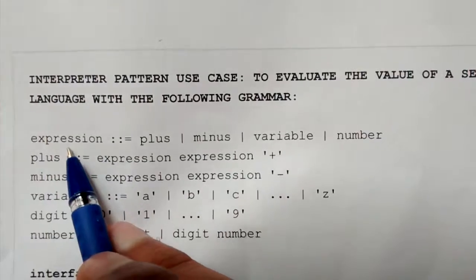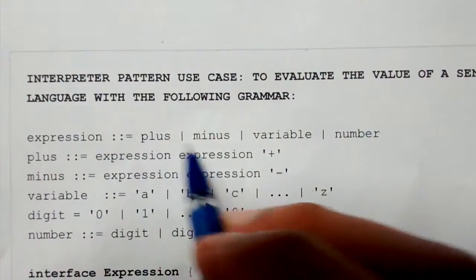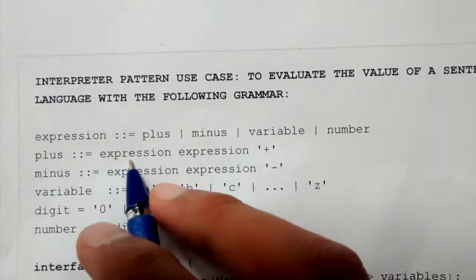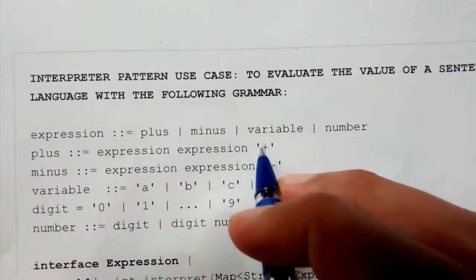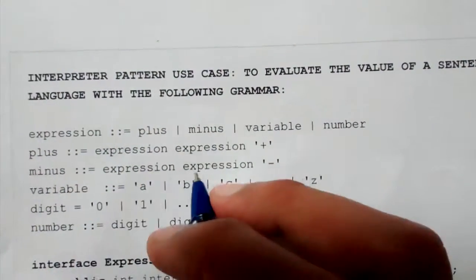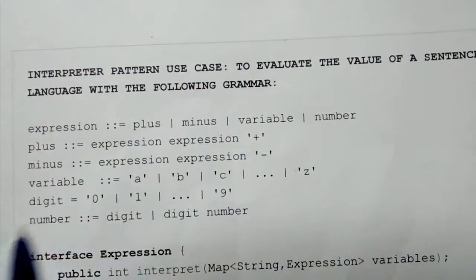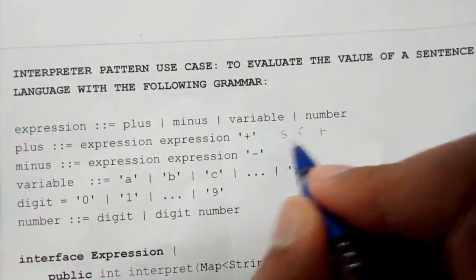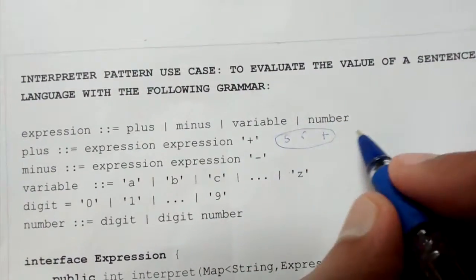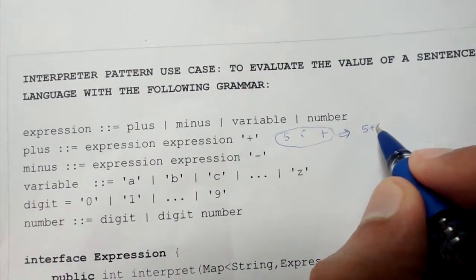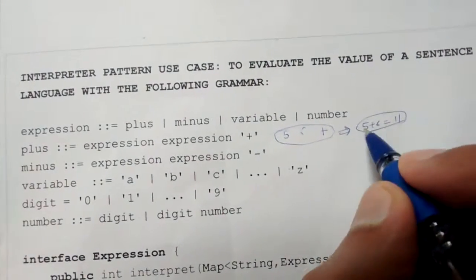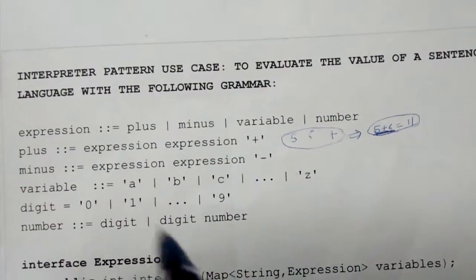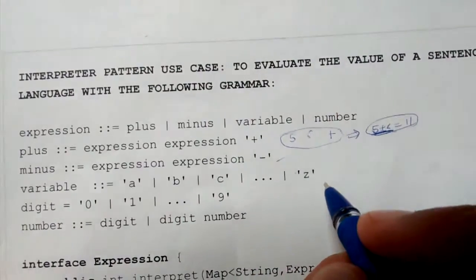So an expression can be equal to plus, minus, variable or number. A plus expression is two expressions followed by a plus symbol. Minus expression is two expressions followed by a minus symbol. So let's say for example, we take 5, 6 plus. So this is a postfix expression. It basically means 5 plus 6 and it will evaluate to 11. 5 plus 6 in our normal mathematical terms. So similarly for this minus.